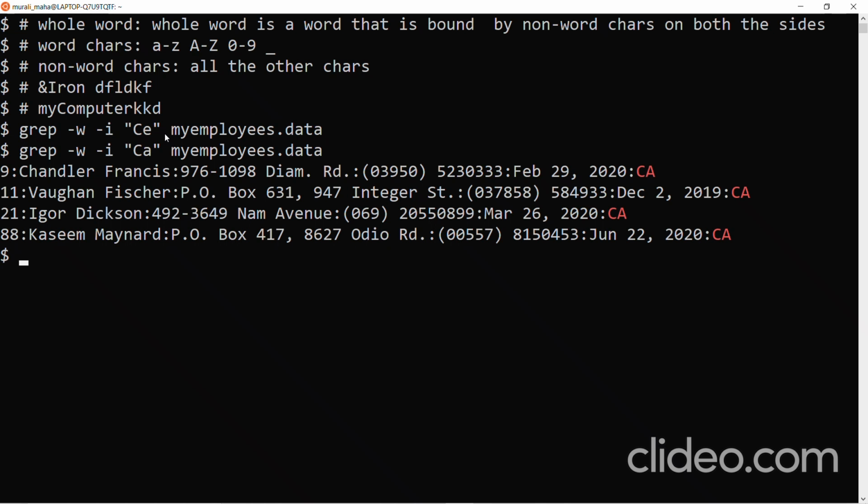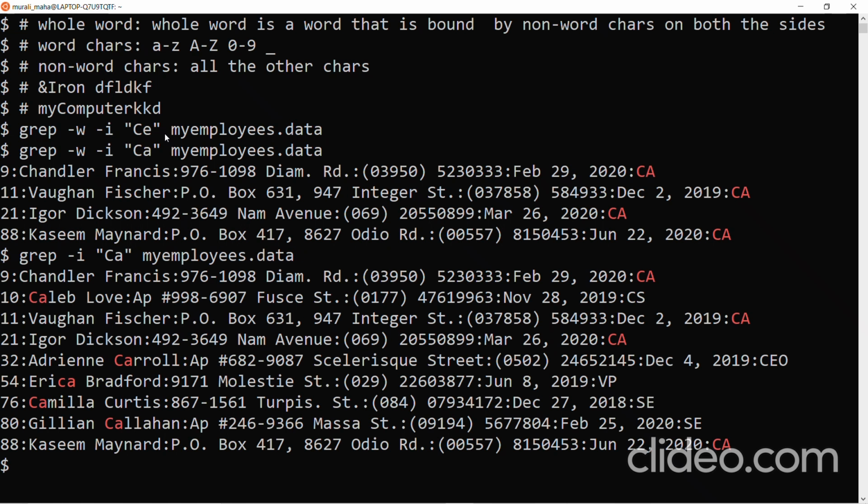Why? Because when you are giving the -w option, it looks for the whole word CA. In the other lines, where you are not giving -w, in those lines the pattern is not bound by non-word characters on both sides, so it is a part of a word. Wherever the pattern is a part of a word, that is removed from the scope. Hence we are getting only those lines wherein CA is a designation. So this is a way of removing those CAs from the scope, wherein CA is a part of a word. So I believe you would have understood the -w option. Look for the whole word match.